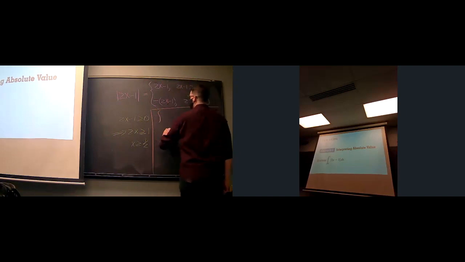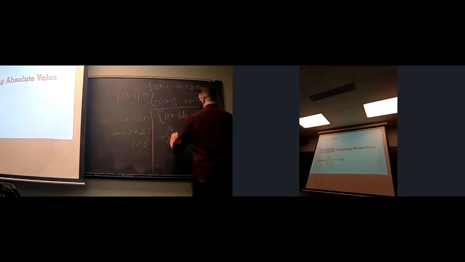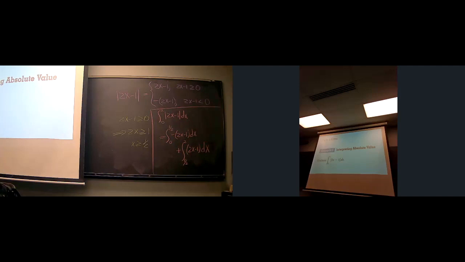Sweet. Now we can break up this integral. Now we can say this, the integral from 0 to 2 of the absolute value of 2x minus 1 dx is equal to the integral from 0 to 1/2 of negative 2x minus 1 dx plus 1/2 to 2 of 2x minus 1 dx. And that we can evaluate.